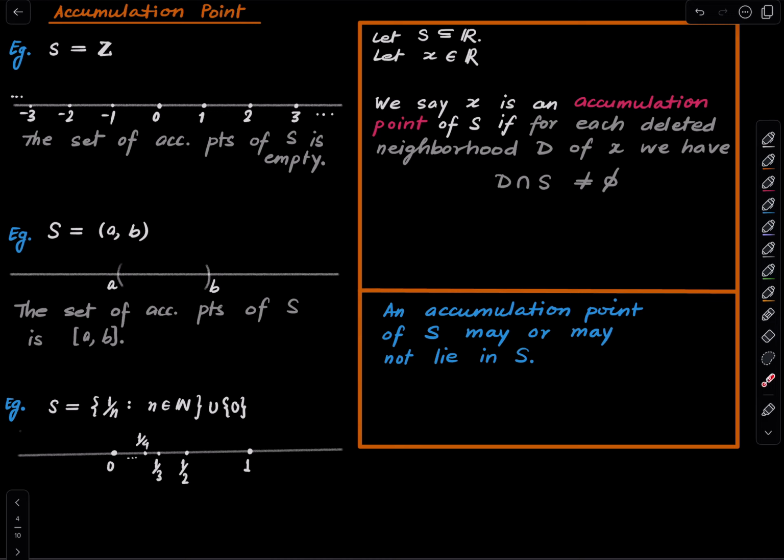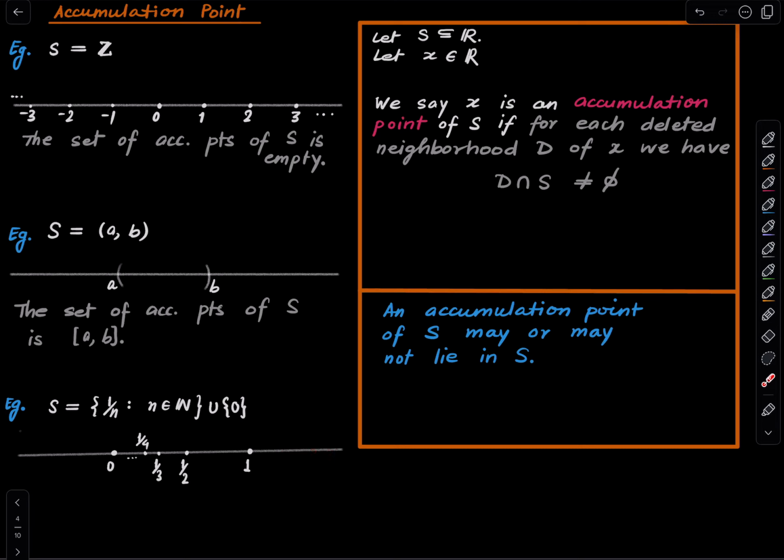What are the accumulation points of this guy? Well, clearly, if you choose anything which is away from this set, that's not going to be an accumulation point of S. That's clear from the picture, but let me just say why 2 is not an accumulation point. There is a whole neighborhood around 2 that is missed by S, and hence 2 is not an accumulation point.